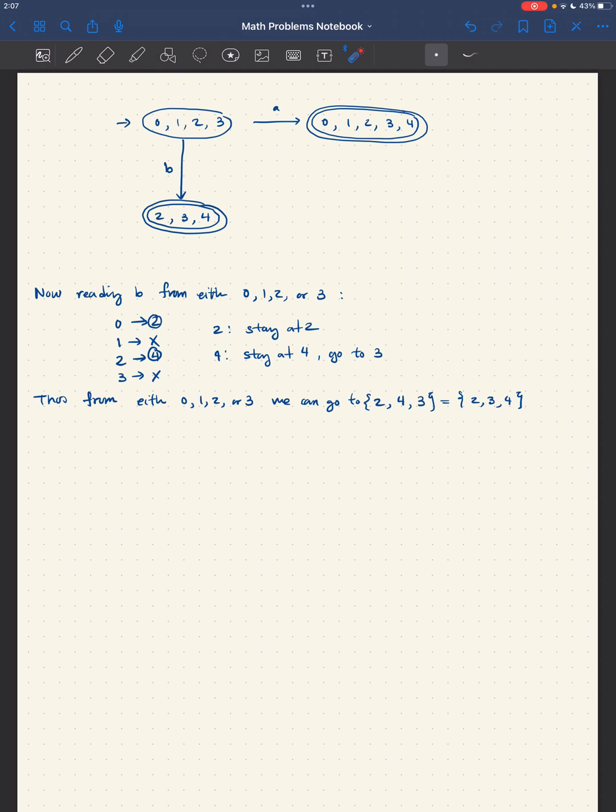Let's now see what happens. We're just going to repeat the procedure, right, with this state that we have here, right? We're going to look at the things as the possible states that we can land by reading an A. Well, let's see. Let's see what we can do.